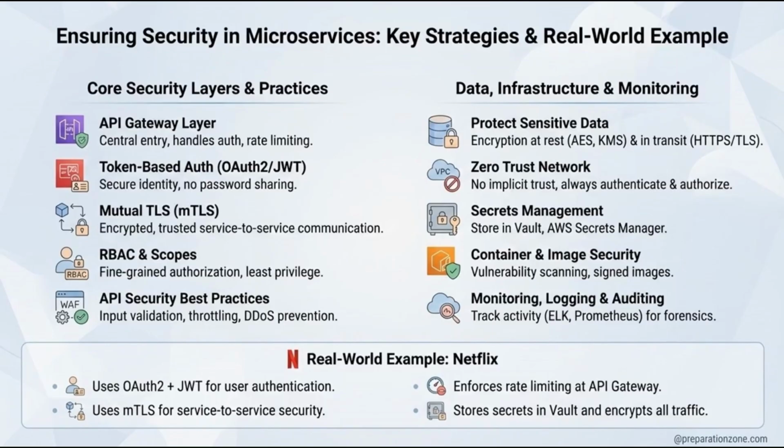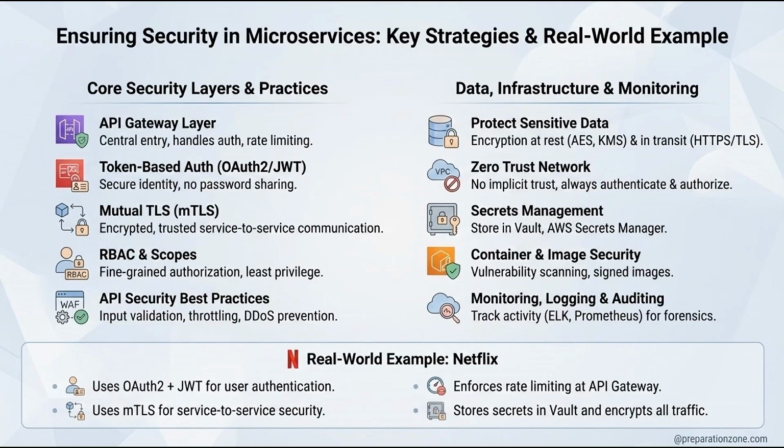In this slide, we will discuss security in microservices, and how we protect both the APIs and internal communication. First, the API gateway. It acts as the system's front door. Every request passes through it, where we enforce authentication, authorization, rate limits, and IP filtering. Only legitimate traffic gets in.